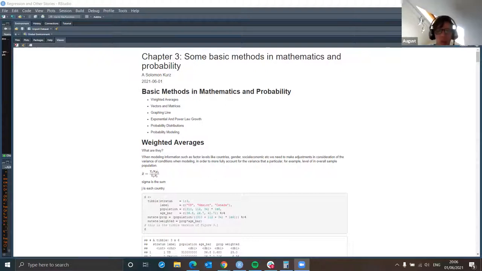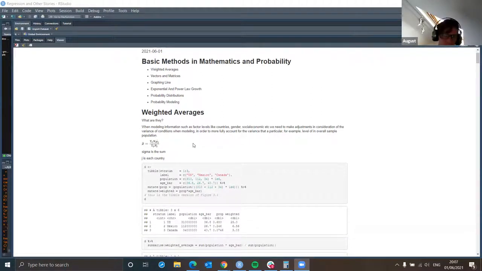Okay. Basically, this chapter just goes over some really basic things in terms of statistics, but they form the basis of a lot of statistical modelling. So that's weighted averages, vectors and matrices, line graphing, which is essentially line of best fit, I suppose, and then the power law and law of growth. And then we've got probability distributions and probability modeling, which I definitely did not get to finish.